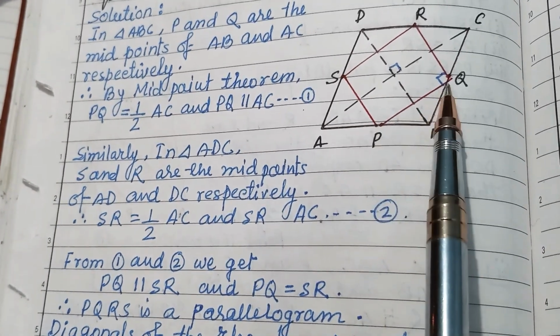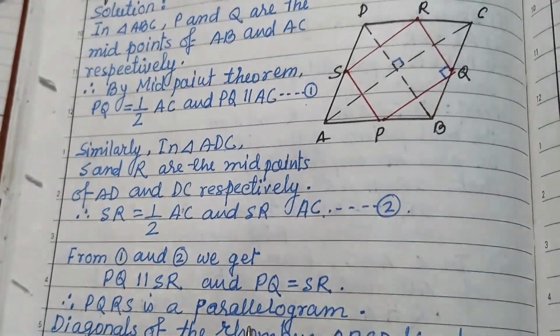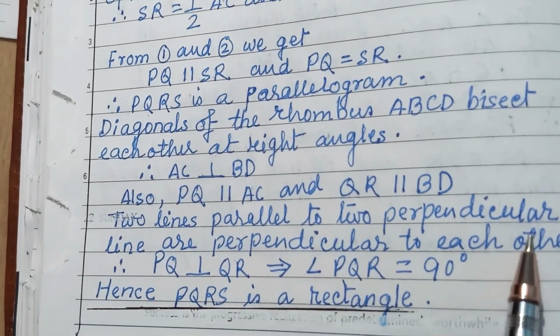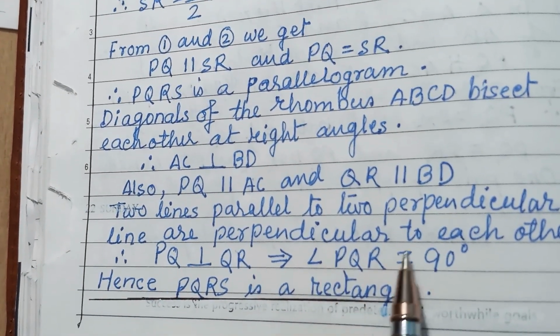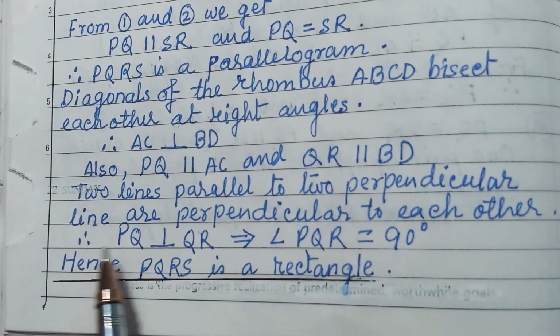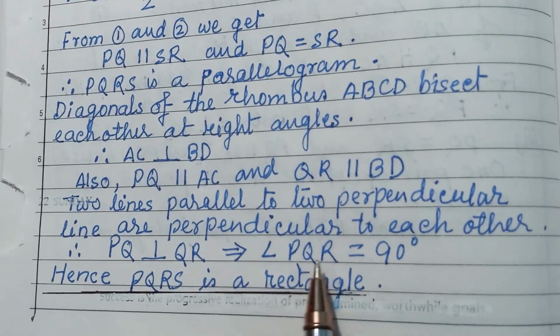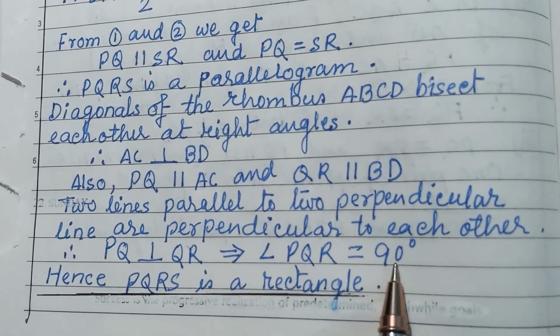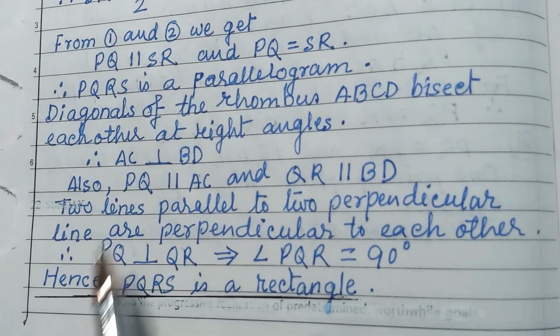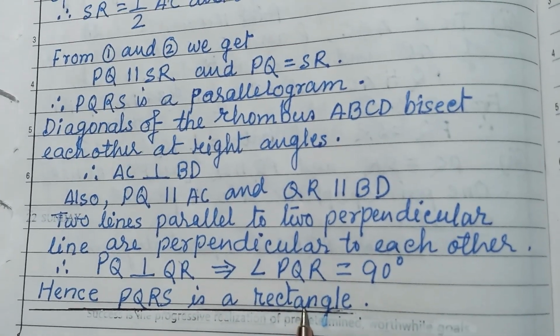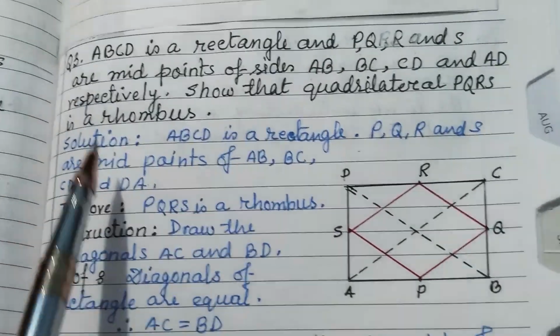The PQ is perpendicular to QR. Now two lines parallel to the perpendicular lines are perpendicular to each other. So therefore PQ is perpendicular to QR. So angle PQR is equal to 90 degrees. So each angle is 90 degrees, hence PQRS is a rectangle. Okay. Next, third question. It is the last question of this part.